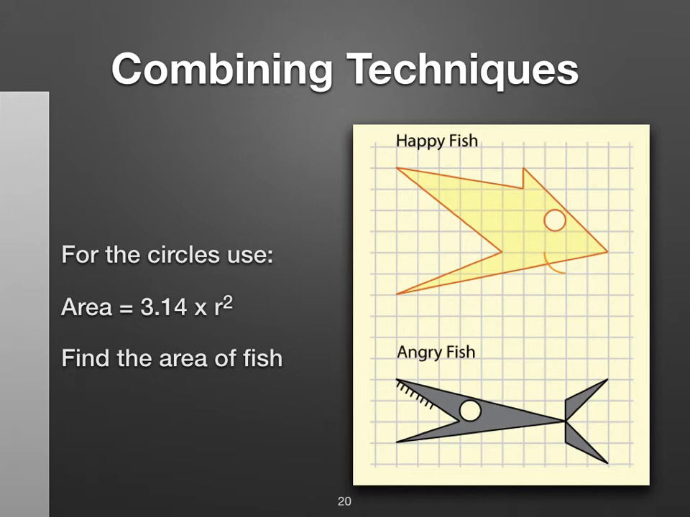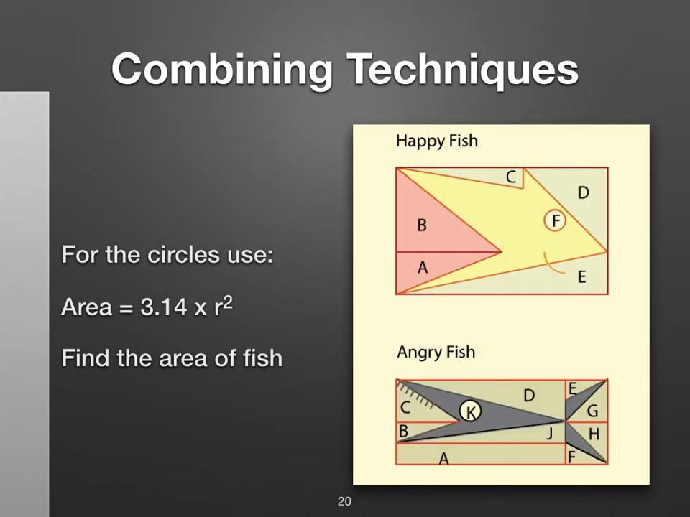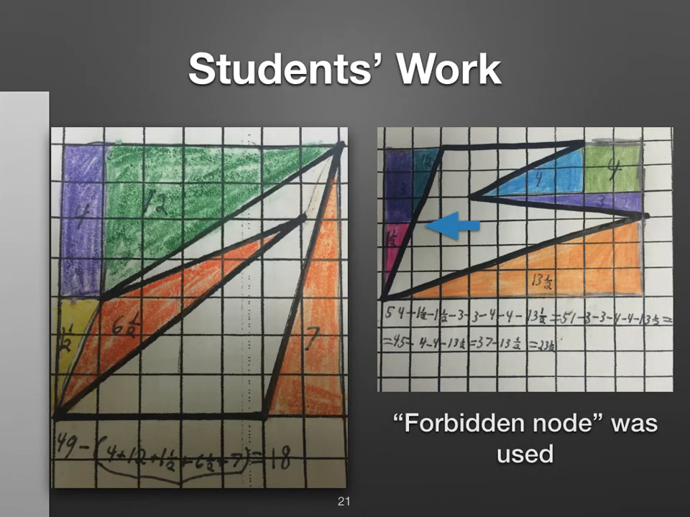Combining techniques. Using a formula for finding area and combining several problem-solving strategies, the students can solve these fun problems. Generally, students enjoy the problems and, when discussing their solutions, gradually develop understanding of problem-solving strategies. As you can see, in spite of the rules, a forbidden node was used in the second problem.